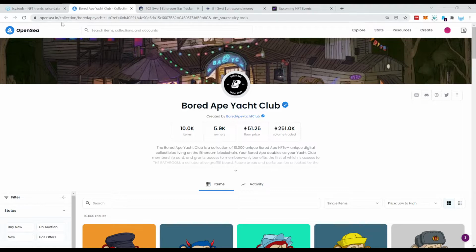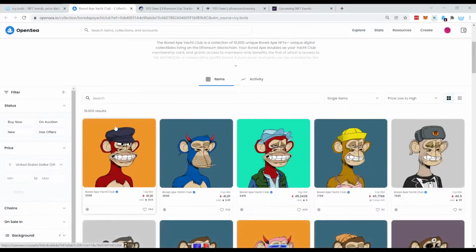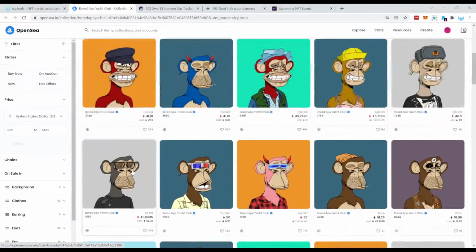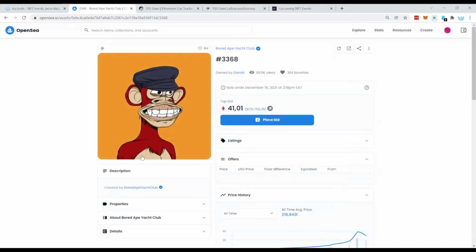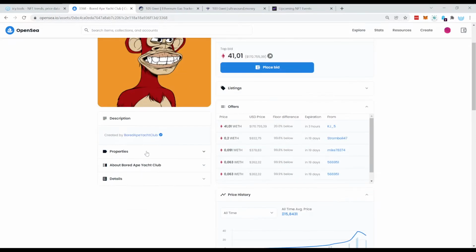If we come over here to OpenSea and have a look at the collection, we can see we have 10,000 items, a floor price of 51.25 Ethereum, and a volume of 251,000 Ethereum, which is pretty decent. Again, in this case, each of those tokens is associated with a picture. And if we click on it, we see another important thing of an NFT, which are the properties.